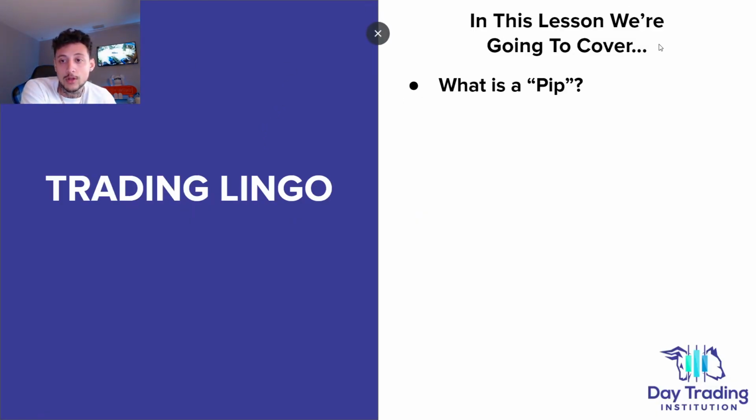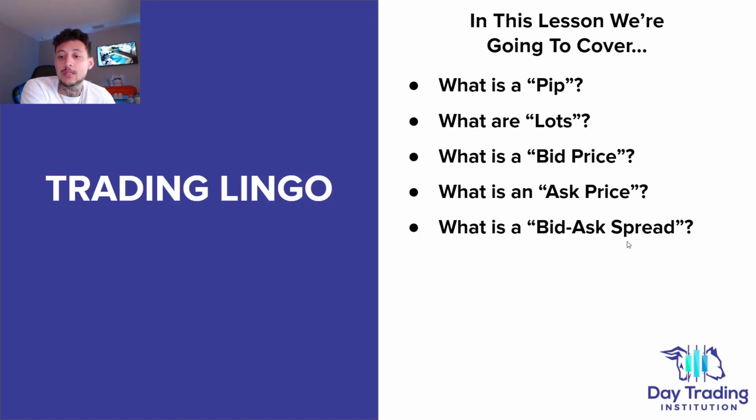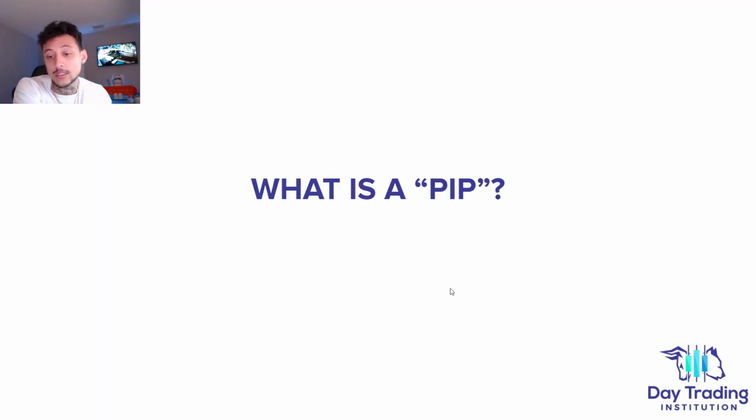So what we're going to be learning in this lesson is we're going to be covering what a pip is, what lot sizes are, what the bid price is, what the ask price is, along with what the bid-ask spread is. We're also going to be going over what a quote convention is, what a transaction cost is, and last but not least, what a cross currency is.